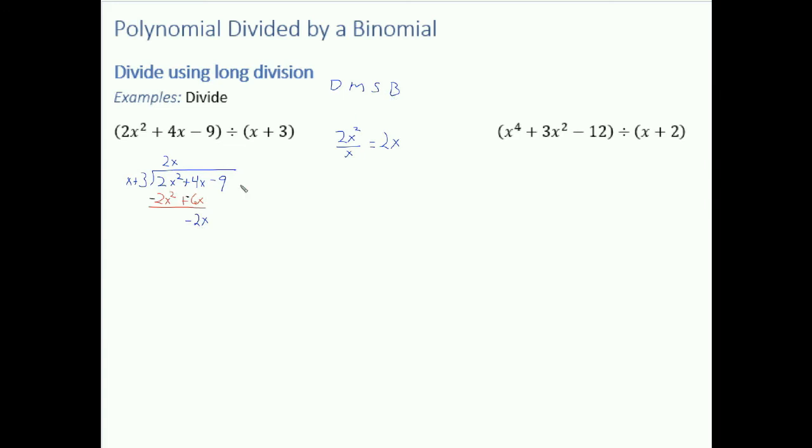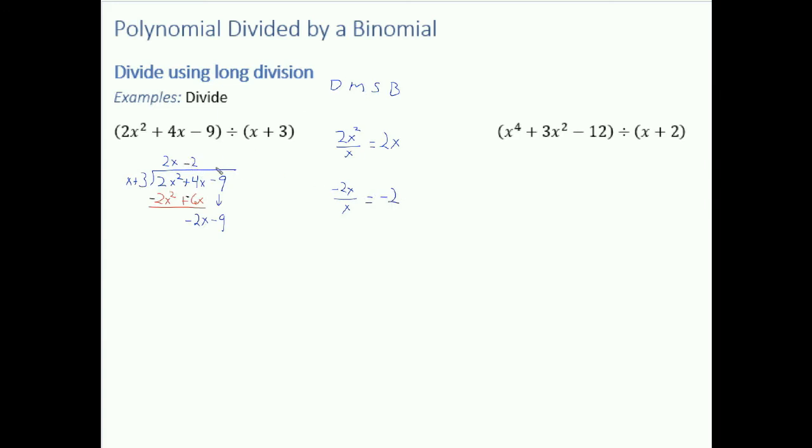So we just subtracted and now we bring down. So we'll bring down this negative 9. So we're back to dividing. And so we're going to think negative 2x divided by x. So we can write it as a division, negative 2x divided by x. The x's would reduce and you would get negative 2. Or we could think what times x gives me negative 2x, and that would be negative 2. So either way we think of that, we get the negative 2.